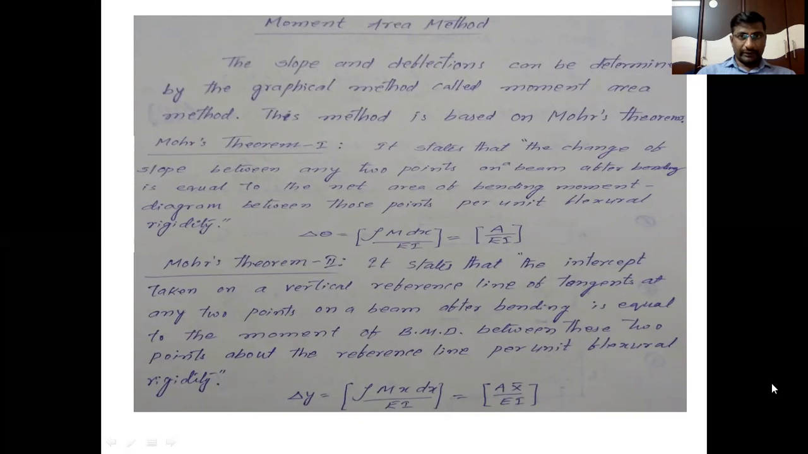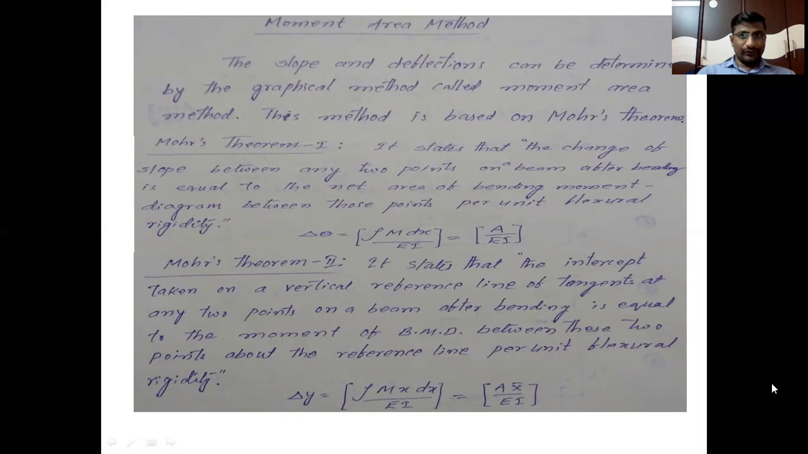Till yesterday's class, we solved the problems for slope and deflections using the Macaulay's method, isn't it? We have three methods to solve the problems in this chapter. One is the double integration method, and the second one is Macaulay's method. These two methods are completed till now. And the third method is the moment area method.